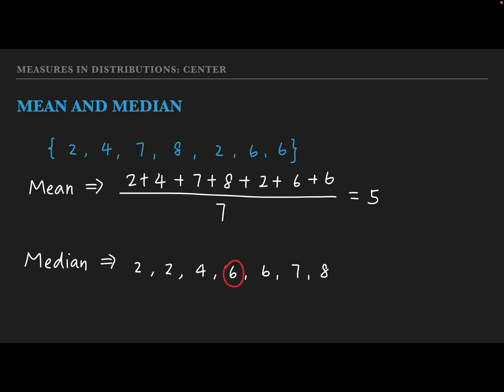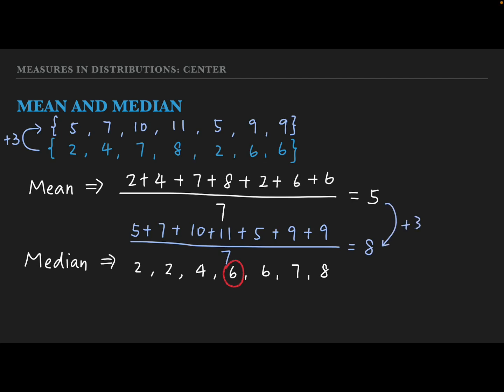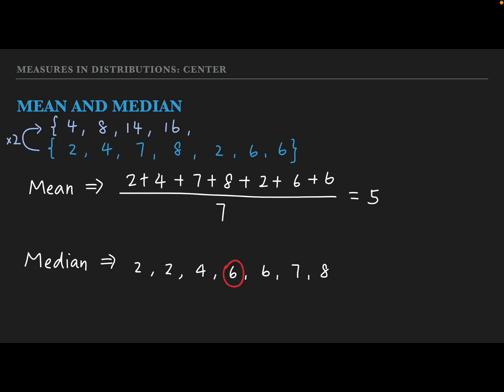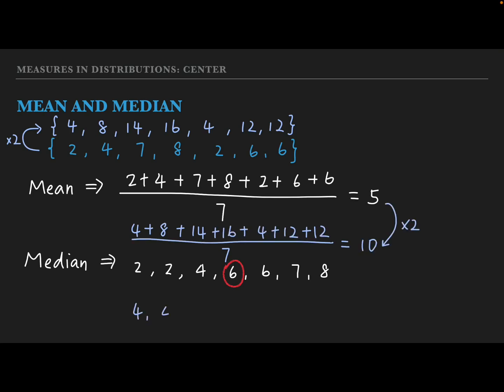Another interesting thing to think about is how will the mean and the median change if we add the same constant to every single element in the set. If we add 3 to every number, then the mean and the median will be raised by 3 too. Same goes with multiplication. If we multiply everything by 2, the mean and the median will increase by 2 as well.